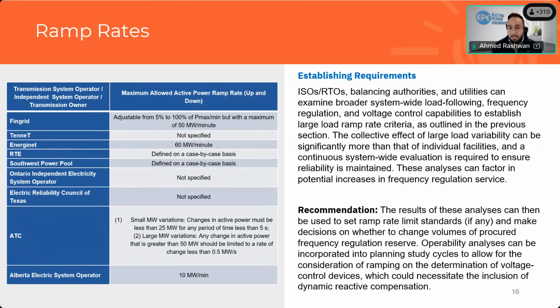And there are different ways to look at how to control ACE, depending on the jurisdiction that you're in and the regime that you have. So it's very important to look at it within the specific context that each balancing area has.